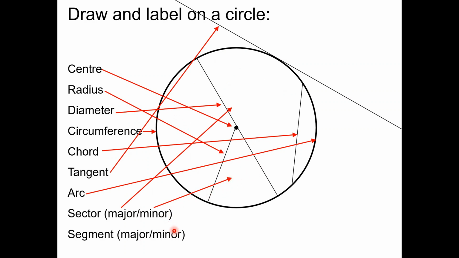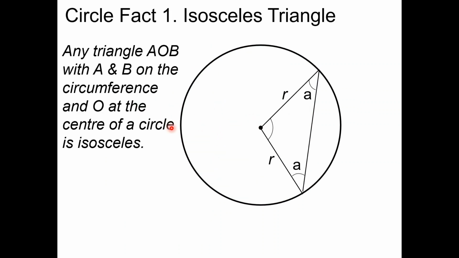We're also going to look at what we call a segment. Now, a segment is just defined by a chord and an arc. So let's look at this chord. If we have this chord and then this arc, then we are going to have what? A segment. This is a major segment and this is a minor segment. Alright? Now we are going to talk about some of the circle facts.